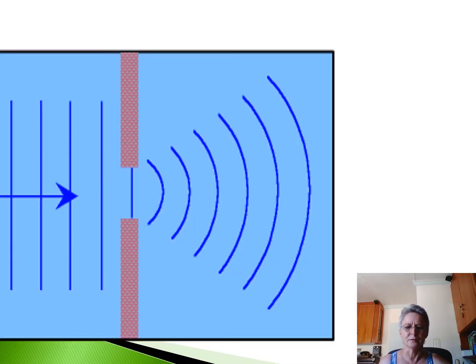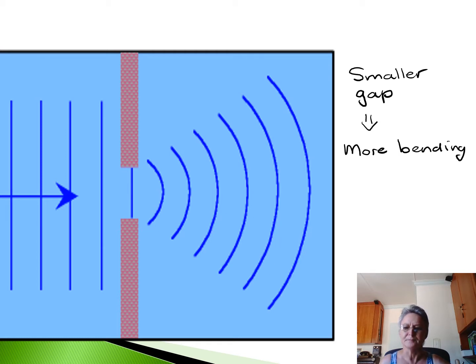Here we have a stationary demonstration of the waves moving towards a gap that is much smaller, and the degree of bending of the waves is much bigger. So the smaller the gap, the more the bending. If we can make a mathematical relationship between the degree of diffraction and the gap width, we can say the degree of diffraction is inversely proportional to the gap width.